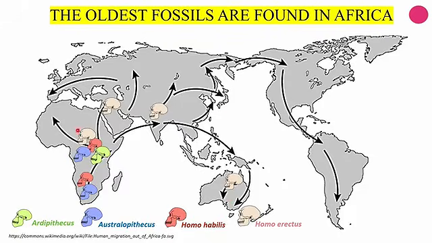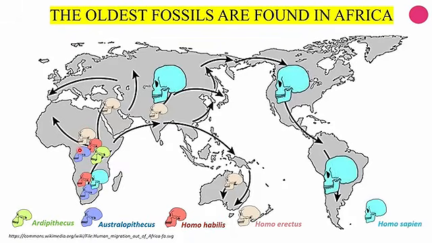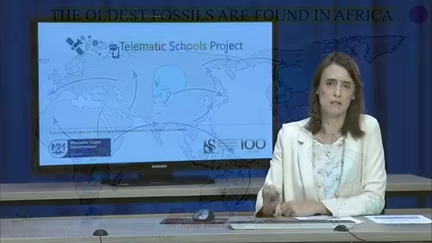But the oldest versions of this fossil are only found in Africa. And then modern Homo sapiens, our species, we find fossils of Homo sapiens in many parts of the world, but once again, the oldest fossils of Homo sapiens are only found in Africa. And that's the basis of the fossil evidence for this theory.